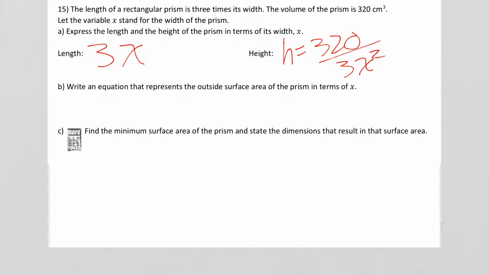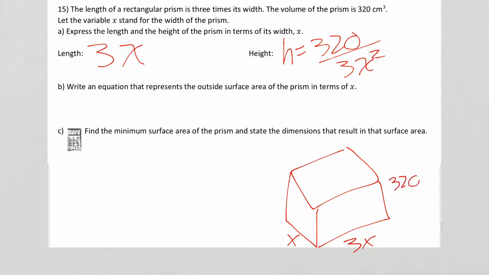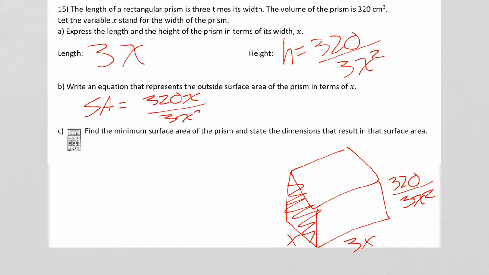And now we're told we want to write an equation that represents the outside surface area of the prism in terms of x. So I wish I hadn't erased my prism. Let's draw it again to help us with this. We have the width x, the length 3x, and the height 320 over 3x squared. So let's write the surface area equation. SA will equal, well, what is that side right there? That's the width x times the height 320 over 3x squared. So we're going to have 320x over 3x squared, and there are two of those, front and back.